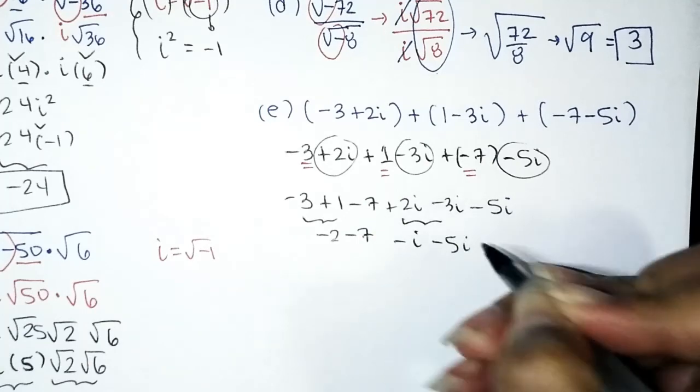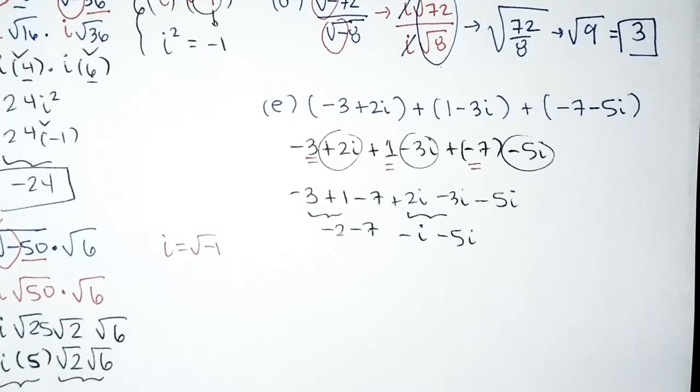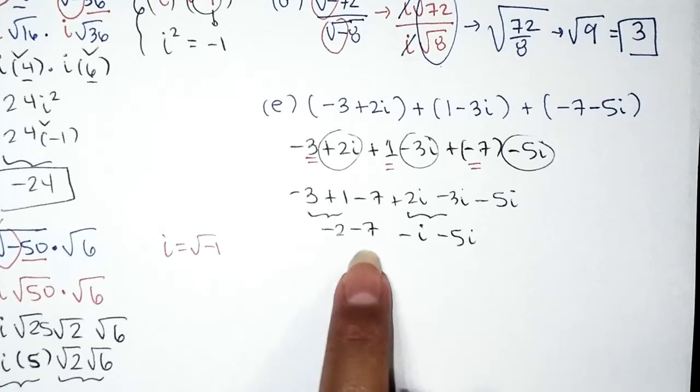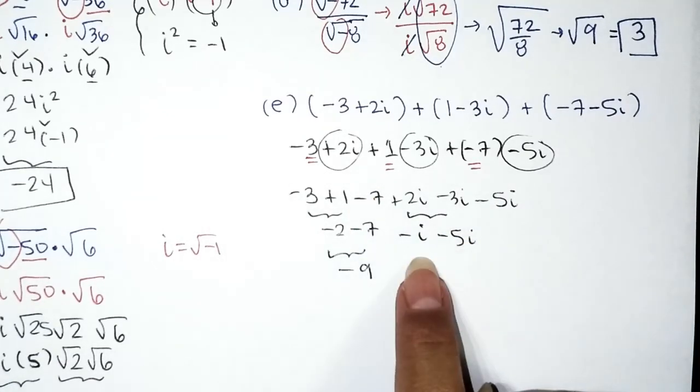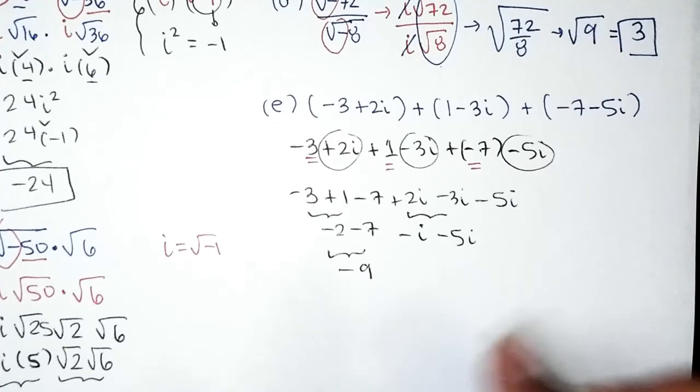I love myself, so I'm not afraid to take that extra step. If taking the extra step is what I need to minimize the likelihood of a careless mistake, so be it. So let's clean it up. The difference of negative 2 and 7 will give us negative 9, and then the sum of negative i and negative 5i will give us negative 6i.